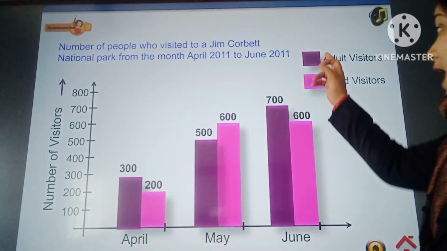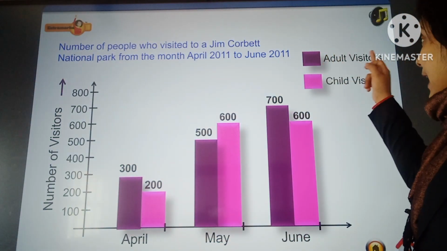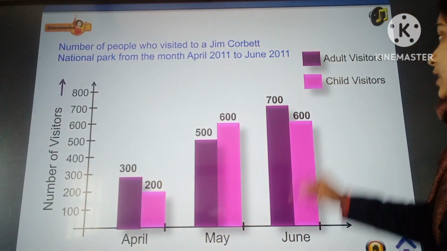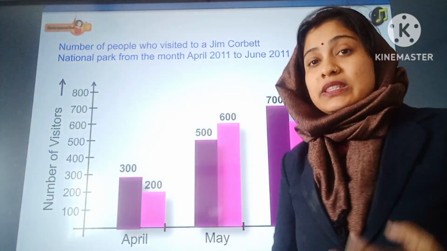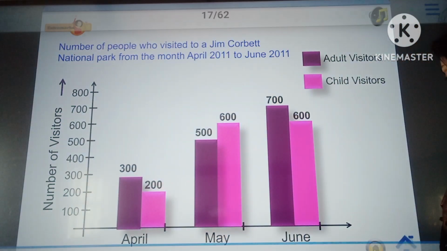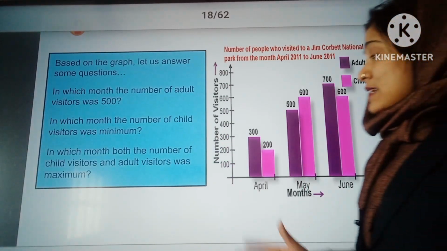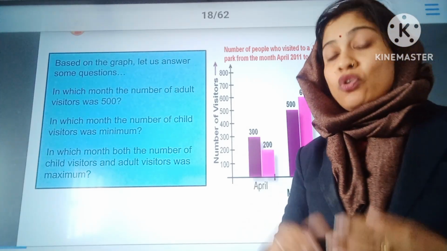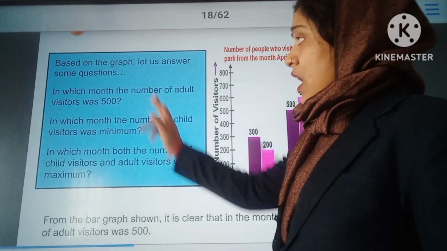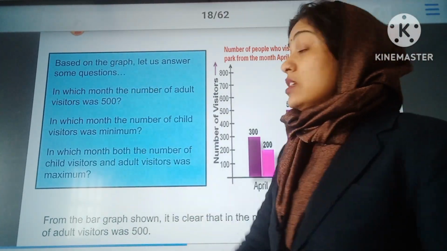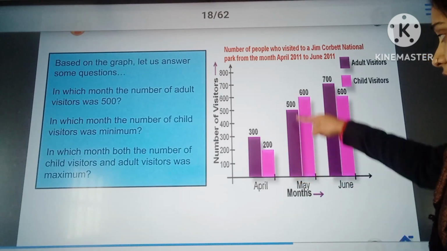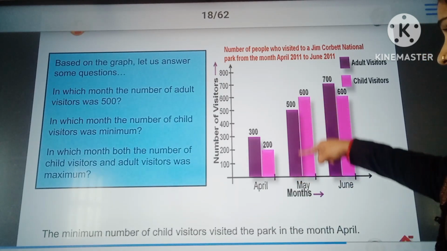Here, the dark purple color represents the adult visitors, and the light purple or pinkish color shows the child visitors. This is how we have to make it. Now, the same can be asked with the help of the graph. We have to answer the following question: in which month was the number of adult visitors 500? Look at the dark purple. In the month of May, it is 500.